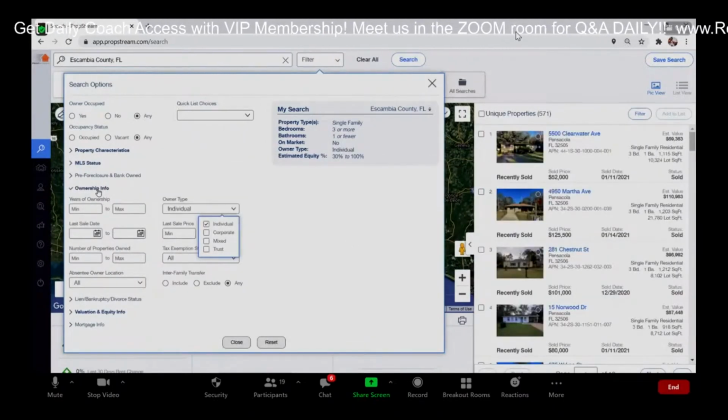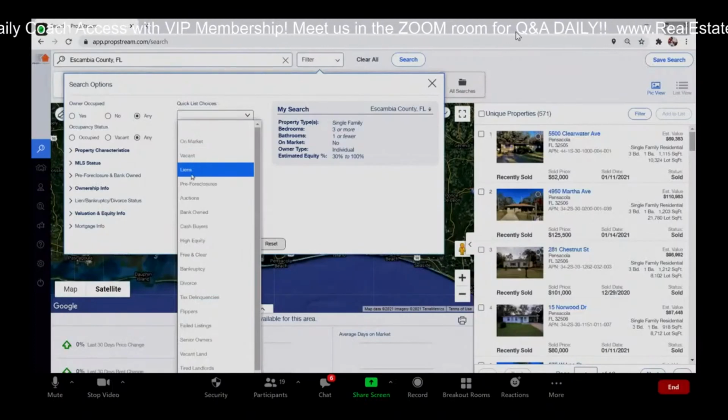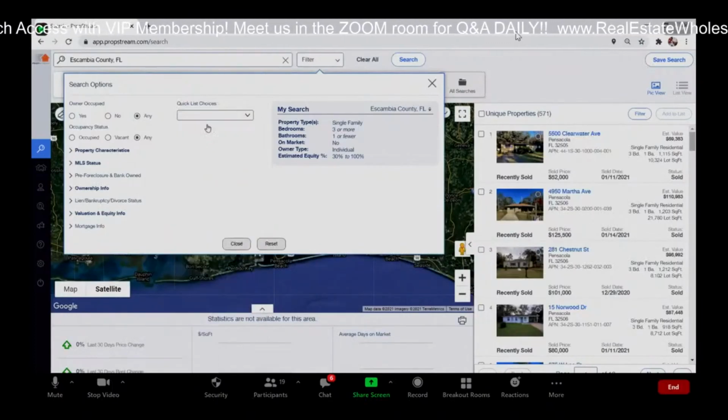That's her list. She didn't choose a vacant list. She didn't choose a lien list. She didn't choose a pre-foreclosure list. Her list was, I'm going to go hunt down everybody with 1 bathroom and 3 bedrooms. Because the problem here is 3 people are sharing 1 bathroom. I wouldn't want to do that.